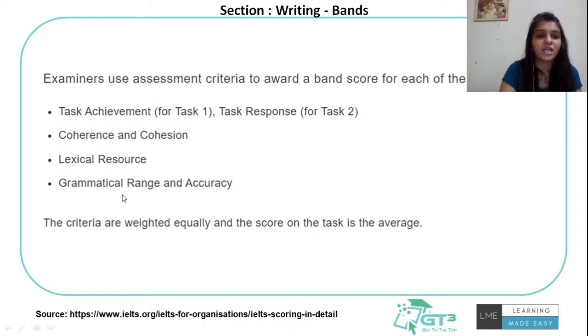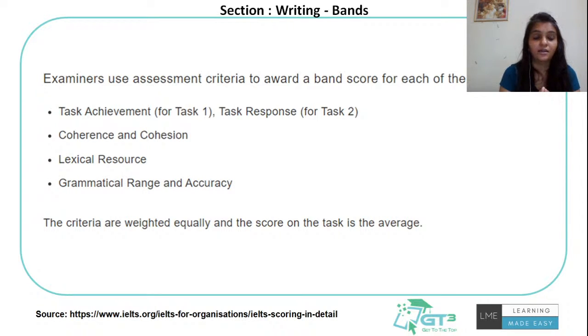Now again, coming to grammatical range and accuracy. What's grammatical range and accuracy? It means you have understood the questions properly and you are able to use lots of complexity in your language. Like you can use active voice and passive voice, you can use both of them, right? You can use however, though, nonetheless. Such things bring more complexity to your language, so you should be able to use them.